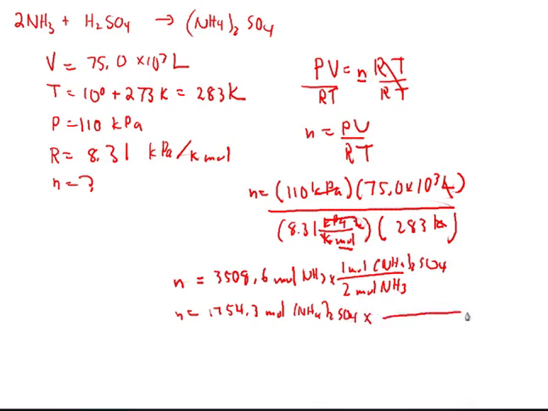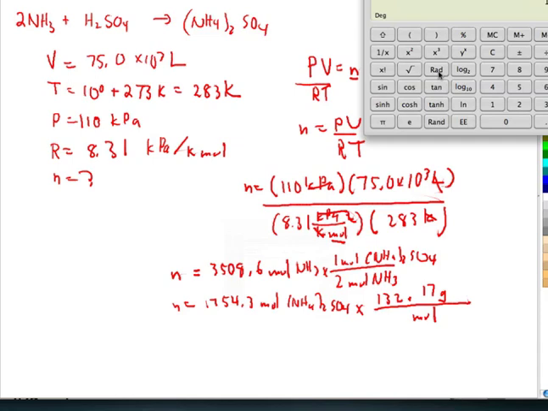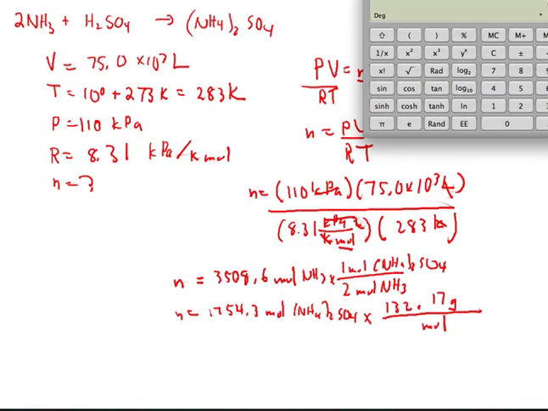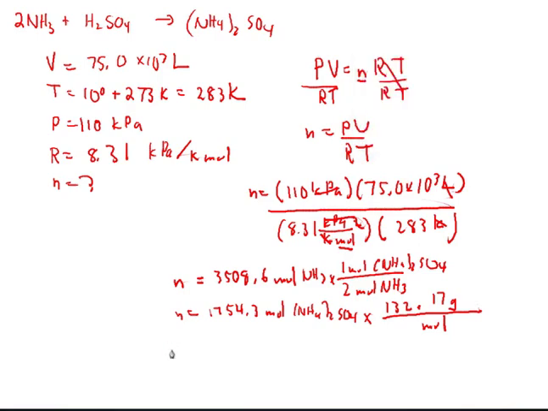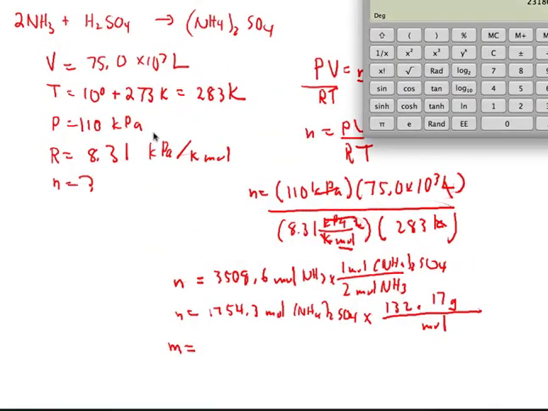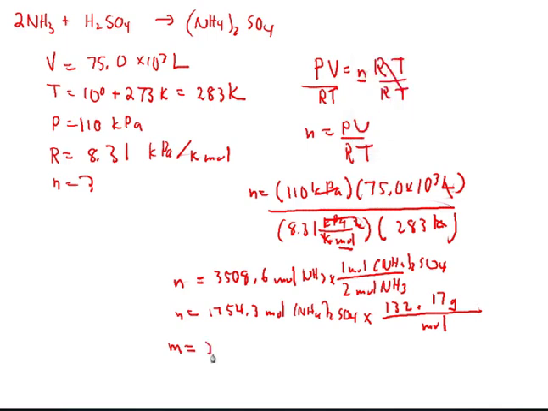And now all we have to do is multiply by the molar mass of ammonium sulfate, which is 132.17 grams per mole. So we multiply 1754.3 by 132.17, which gives us a mass of 231,000 grams, and we'll convert to kilograms to give us 231 kilograms of ammonium sulfate.